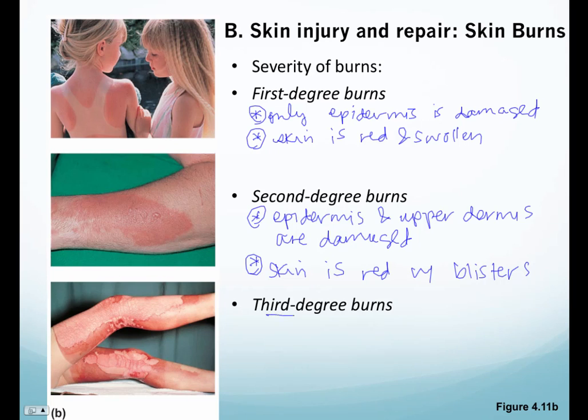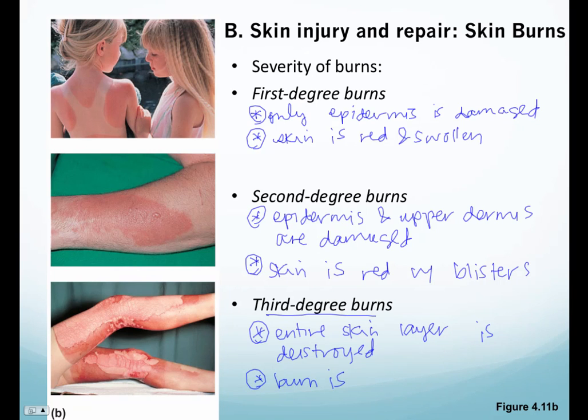And then finally, 3rd-degree burn. This is when this entire skin layer is destroyed. And the burn is gray, white, or black. Okay.